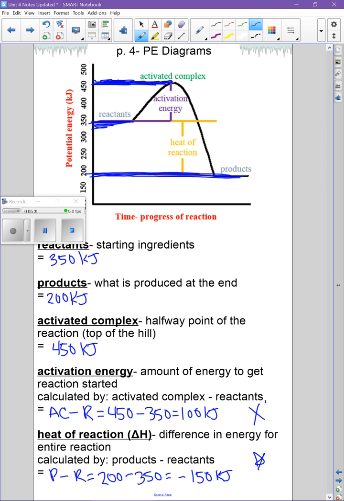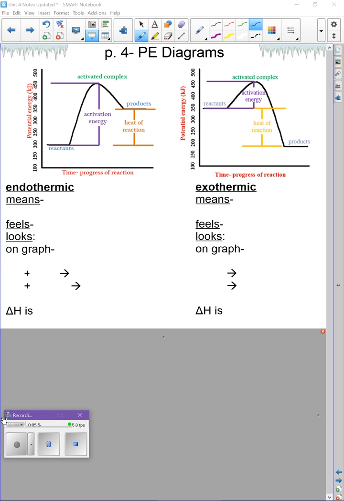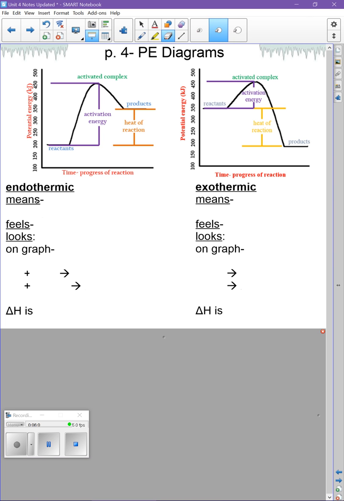So this one should always be positive, and heat of reaction can be positive or it can be negative, and we're going to talk about why in a minute. So you've got these two different versions of the graphs on your paper because one is endothermic and one is exothermic. So we need to review what those words mean. So endothermic, the definition is that the energy goes in. Remember, energy in means that you would add energy from beginning to end. Okay? This graph right above it is the endothermic graph.